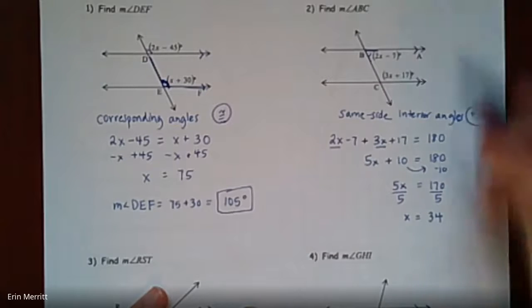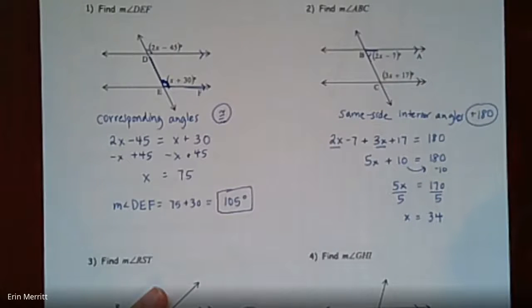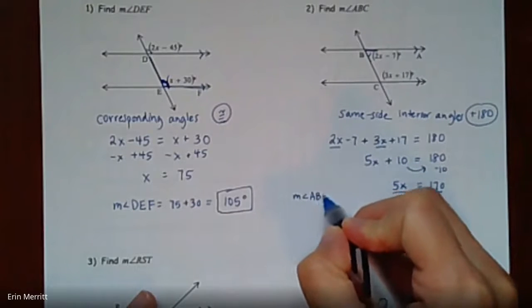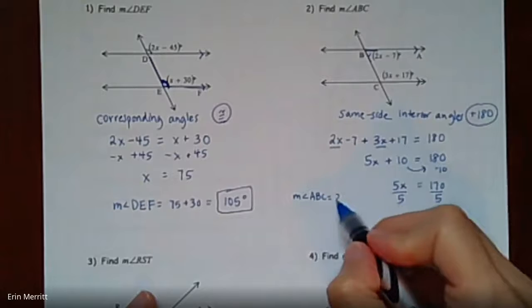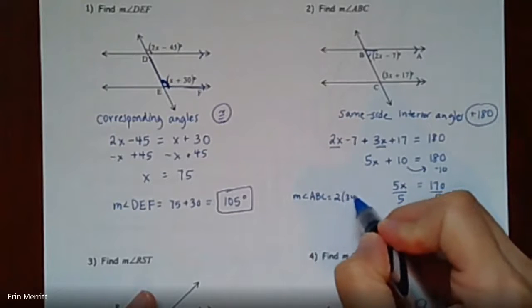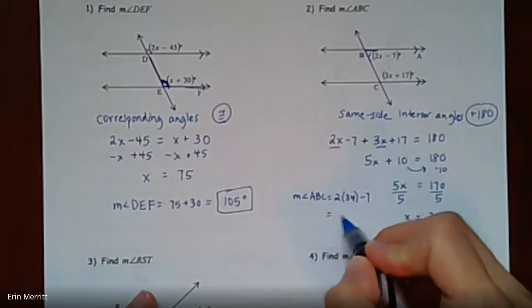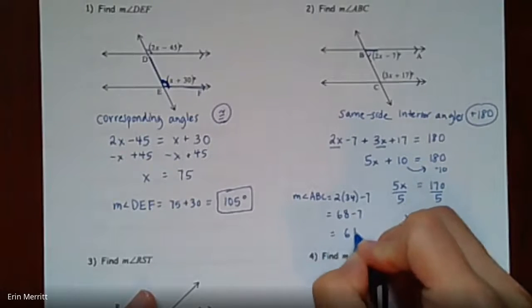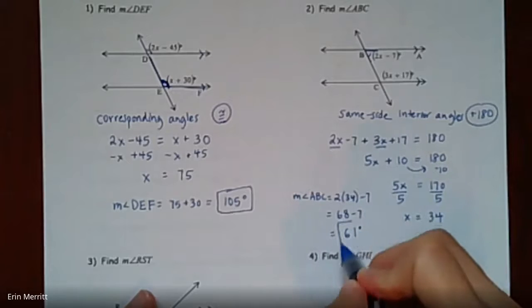And then last thing, plug back in to get the measure of that angle. So I've got just enough space right here. The measure of angle ABC is equal to 2 times x minus 7. So this is going to be 68 minus 7, or 61 degrees.